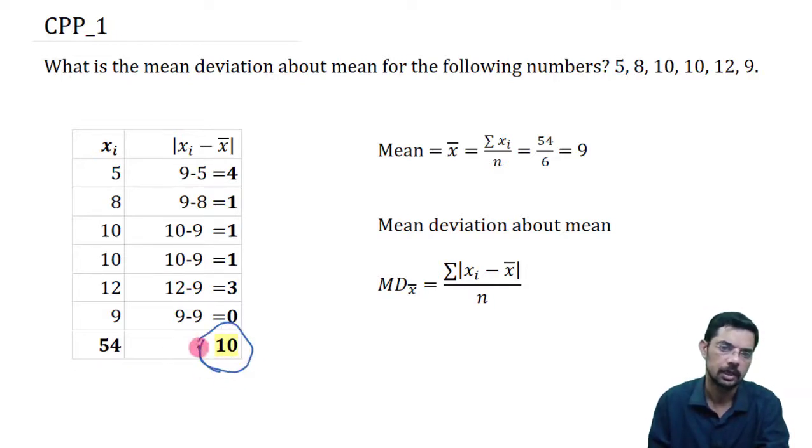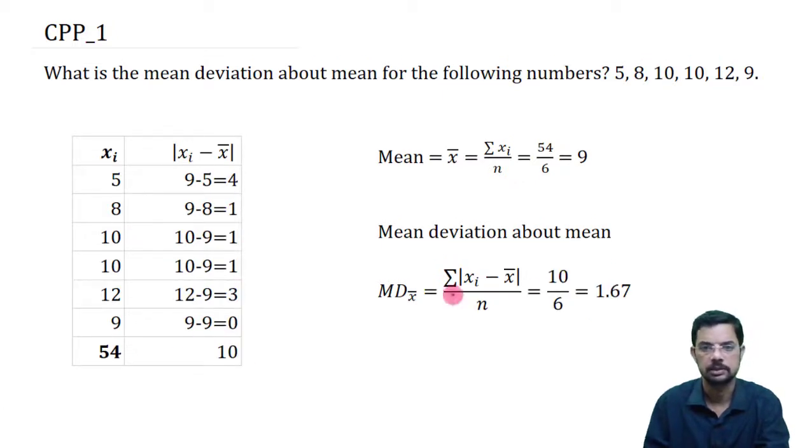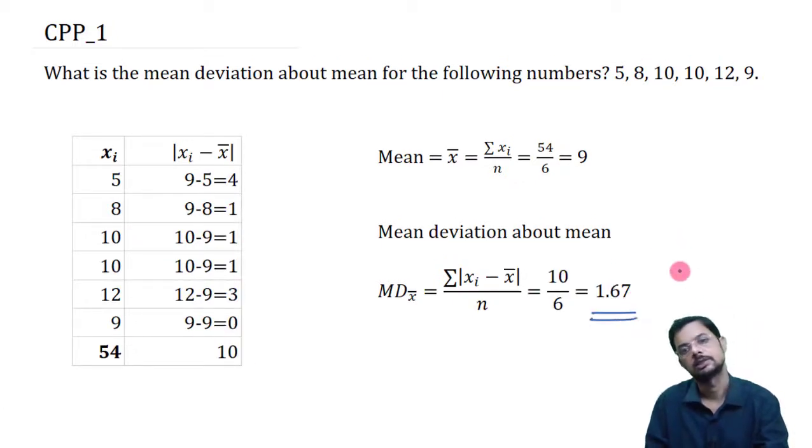Okay, the sum is 10. So what I get here is 10 by 6. So 10 by 6 is equal to 1.67. The mean deviation is 1.67.